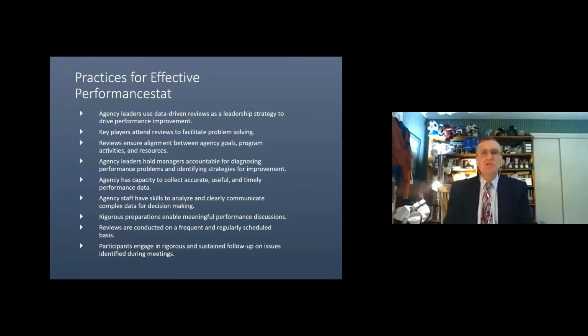Effective stat sessions do spend time making sure that the agency has the ability to collect accurate, useful, and timely performance data. That is, the data has to be available when the decisions are being made. They make sure that they have staff with the skills to analyze and communicate that data, the data visualization. That's some of the performance stat skills that I mentioned, that extra personnel.